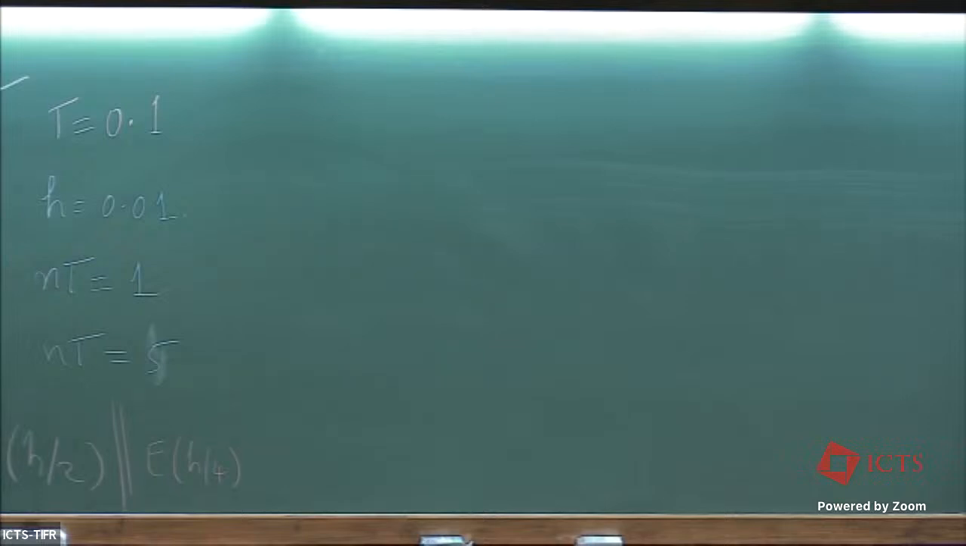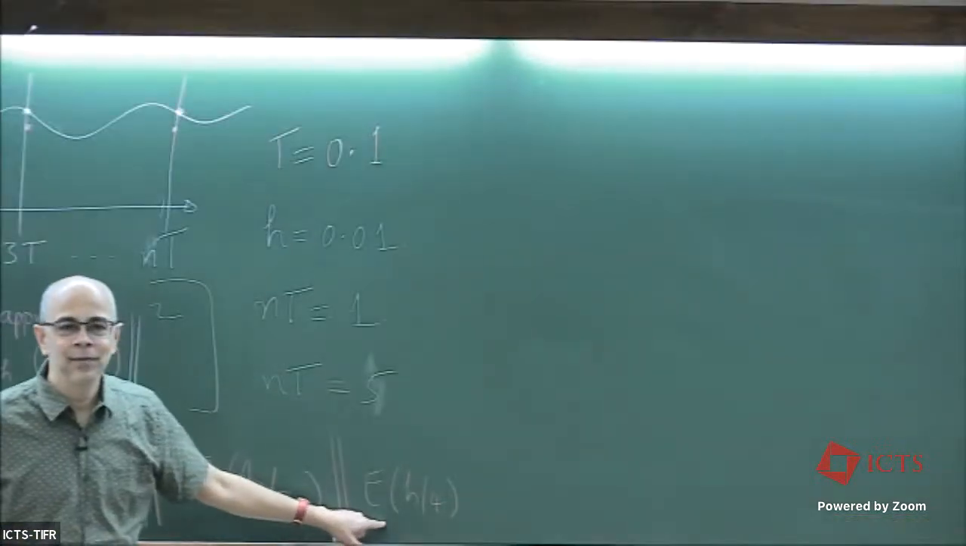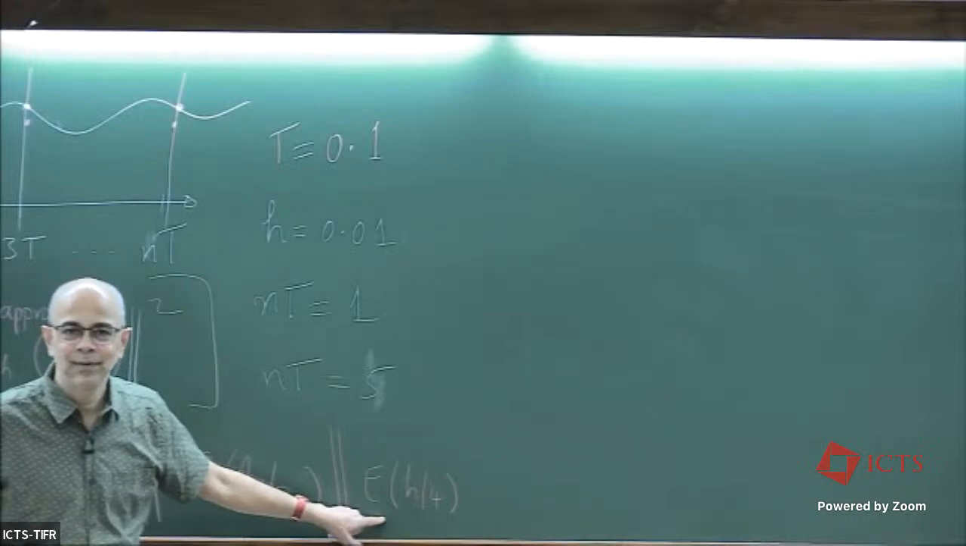What is it that is expected? What is expected is that as the step size becomes smaller and smaller, these errors should become smaller and smaller. That is, E of h should be large, or E of h over 2 should be smaller than that, this should be smaller than that, and so on and so forth.